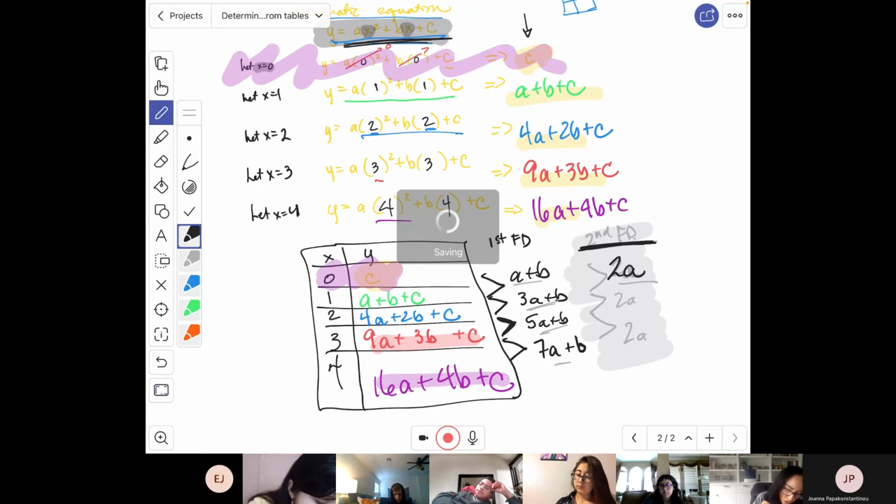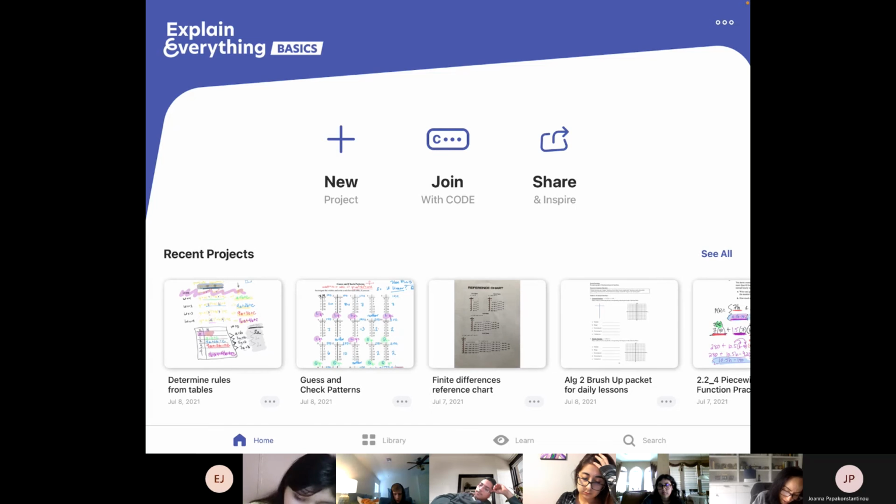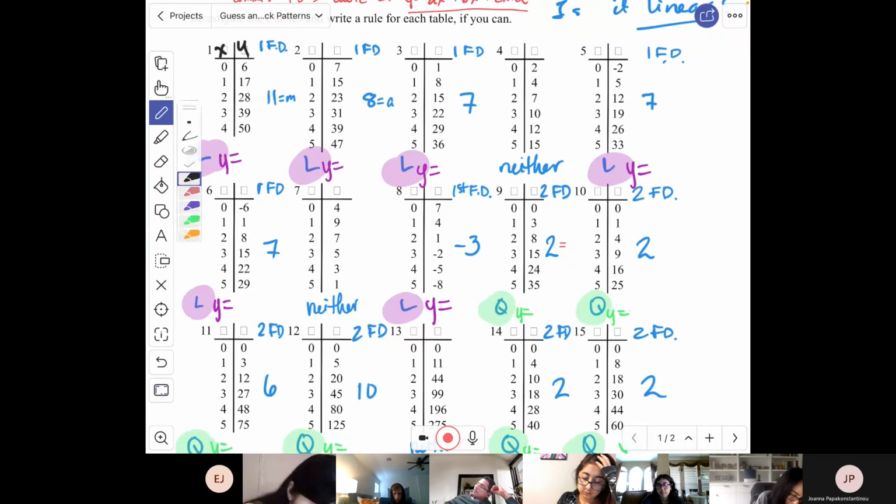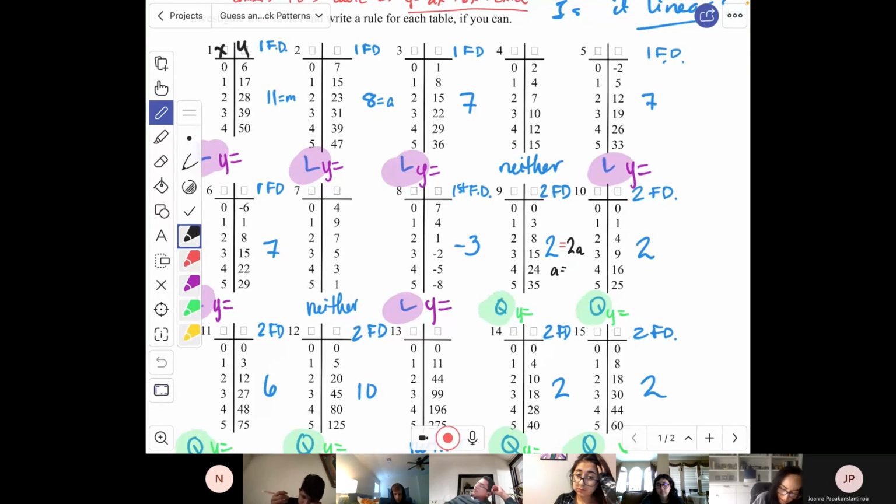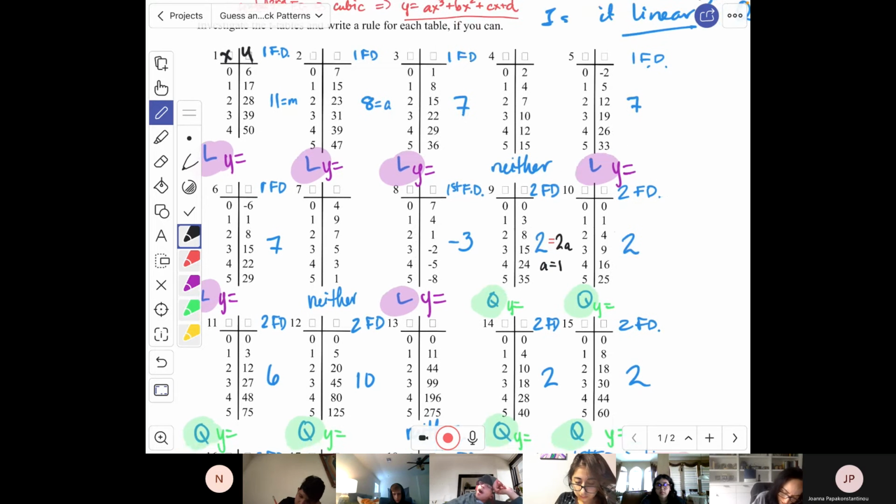Okay, so if that equals 2A, then we come back to our table and set the second finite difference equal to 2A. If I set 2 equal to 2A and divide both sides by 2, what is A? 1, right? Christopher, Nathan, Natalie, you see that? Okay, so if I'm trying to write a quadratic equation, y equals ax squared plus bx plus c, I now know a, so that's 1x squared plus bx. And do I know what c is from the table? Can you tell me what c is?